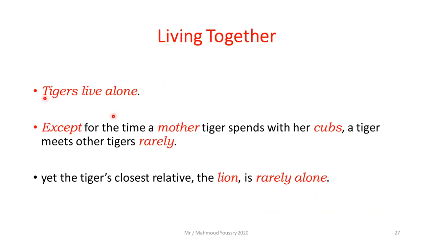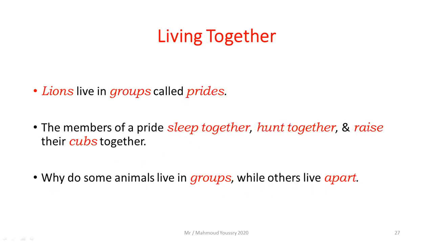Living together. Tigers live alone, except for the time a mother tiger spends with her cubs. A tiger meets other tigers rarely. Yet the tiger's closest relative, the lion, is rarely alone. Let's see how. Lions live in groups called prides. The members of the same pride sleep together, hunt together, and raise their cubs.